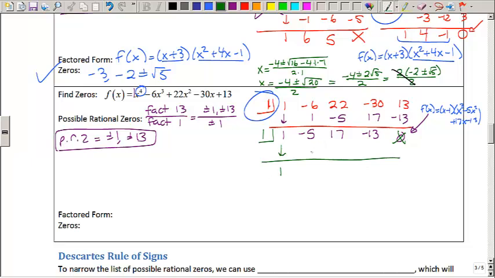I'm going to bring the 1 down. 1 times 1 is 1. Add down -4. -4 times 1 is -4. Add down is 13. 13 times 1 is 13. Add down is 0. Yay!